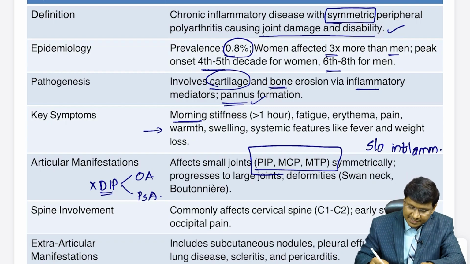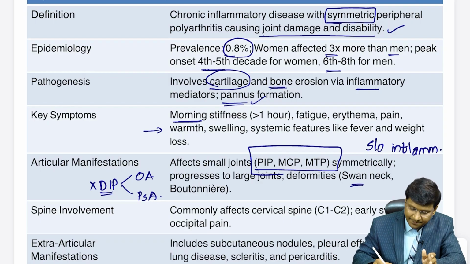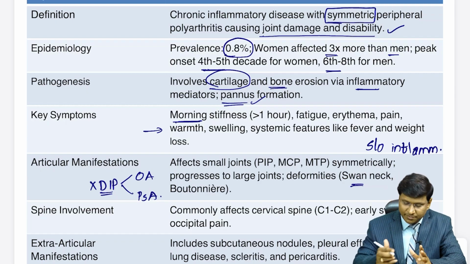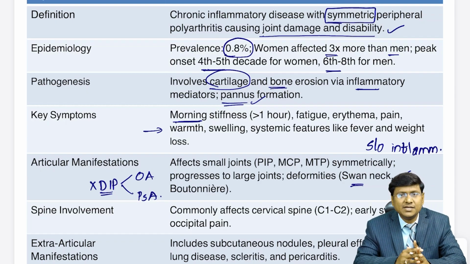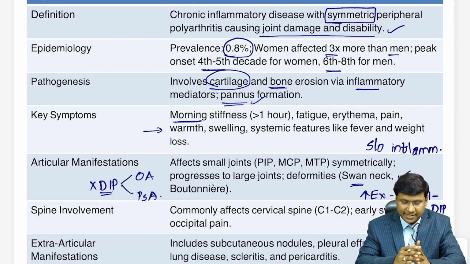And you have to understand that in long-standing cases of rheumatoid arthritis, there will be deformities. And what are these deformities? These include the swan neck deformity. Swan neck deformity is where there will be hyperextension of the proximal interphalangeal joint and flexion of the distal interphalangeal joint. That is the swan neck deformity.